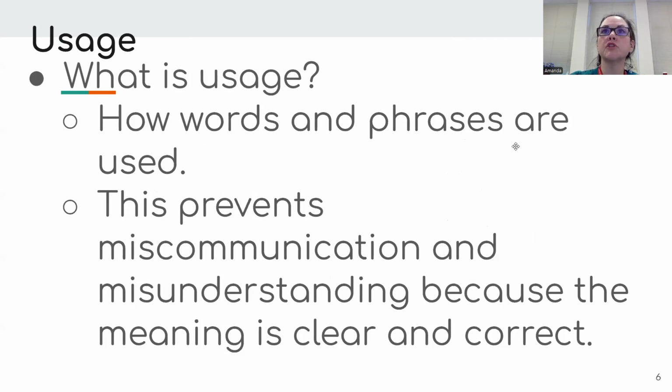So usage, what is usage? This is how words and phrases are used. This prevents miscommunication and misunderstanding because the meaning is clear and correct. Usage sounds like used, right? This can be written, but it can also be spoken. You'll notice I have a little bit of a Southern accent. That is the way I use English. That is my usage of English.